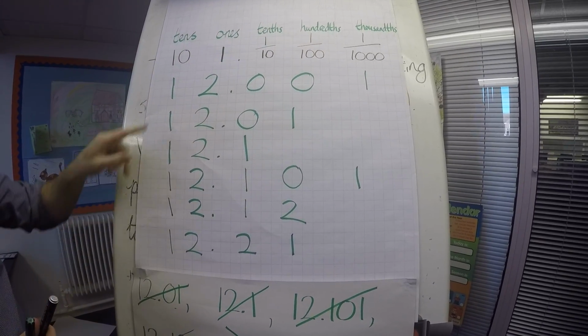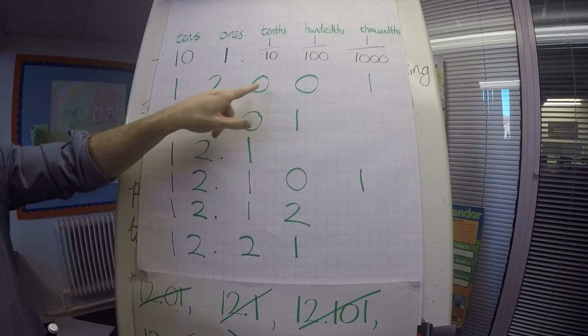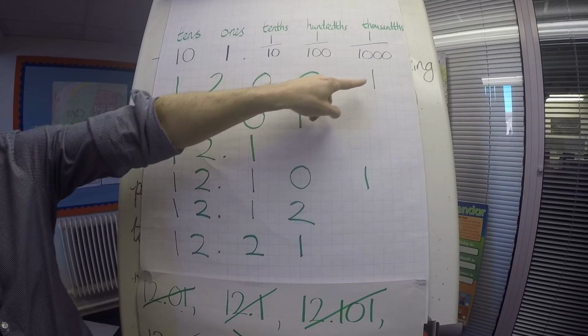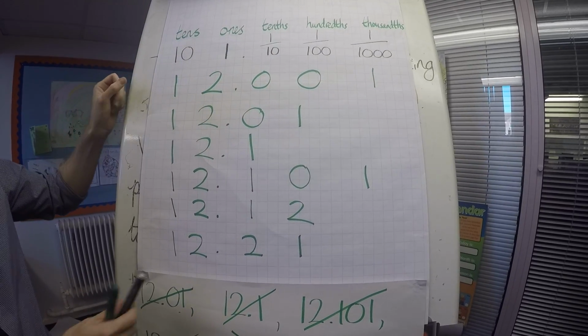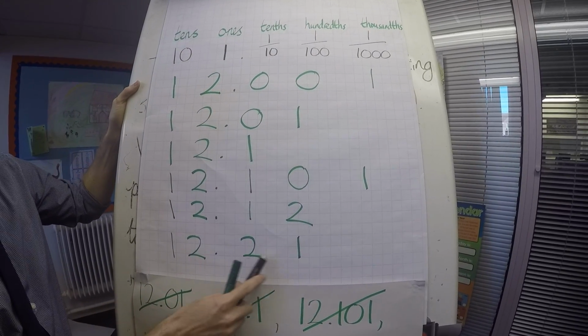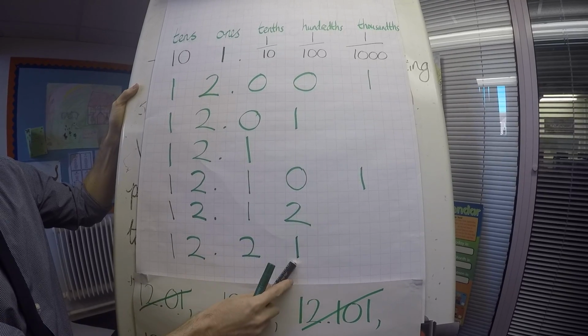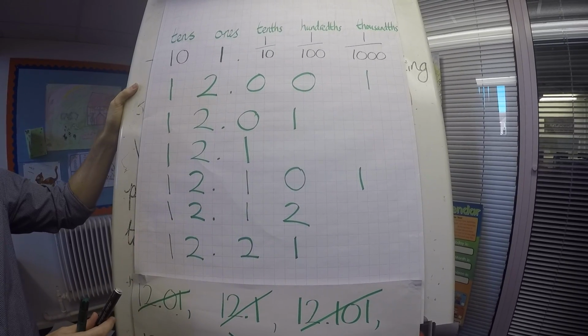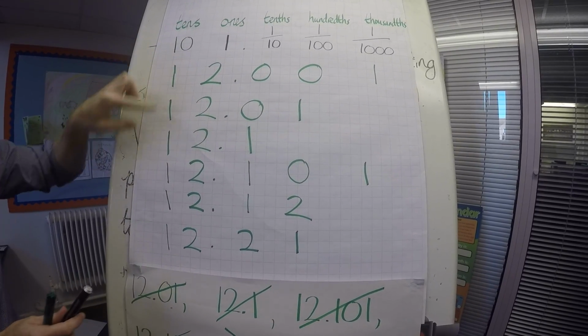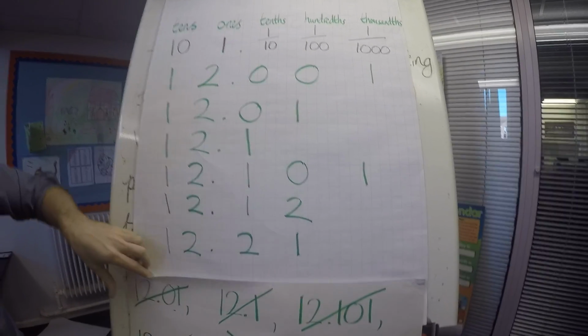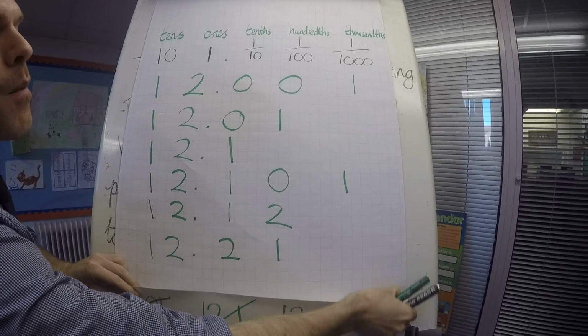Okay? So the smallest number is 12.001 because it's only got 1 thousandth, it's got no hundredths and no tenths, and the largest number is 12.21 because it's got 1 hundredth and it's got 2 tenths. Okay? And so I've ordered my numbers from smallest to largest. Okay? So let's just recap what we did there.